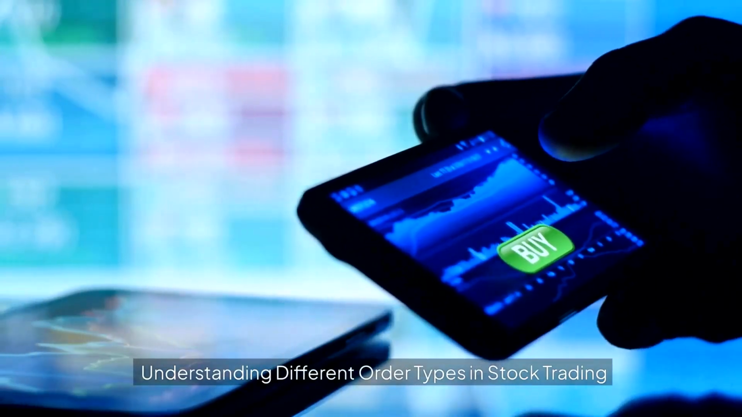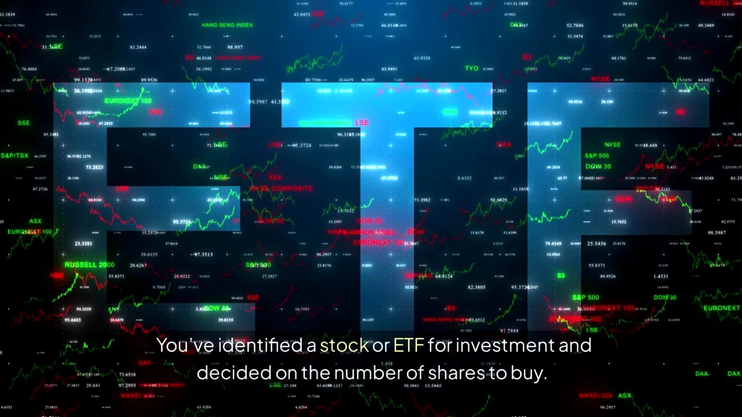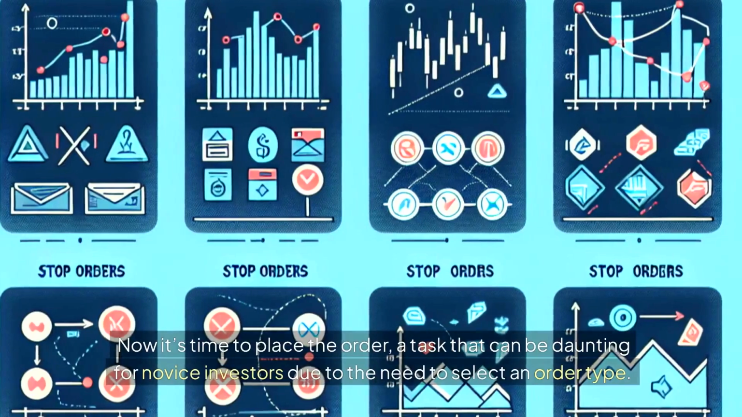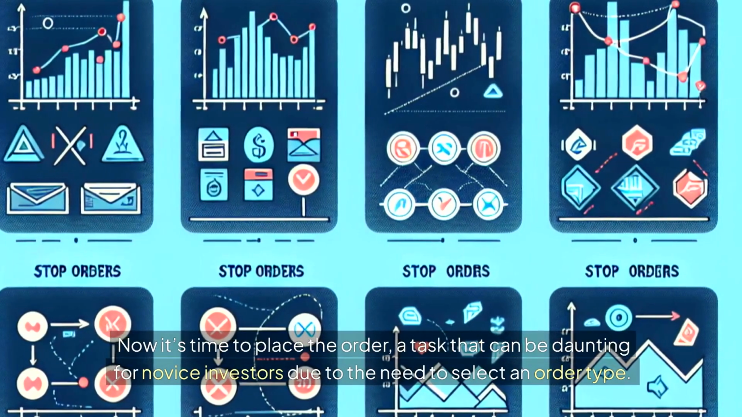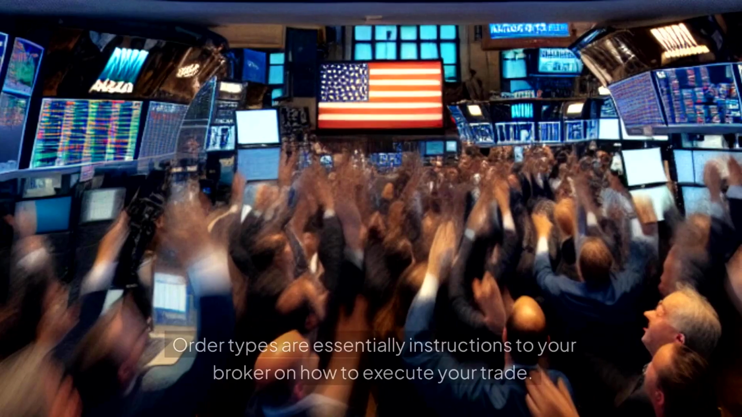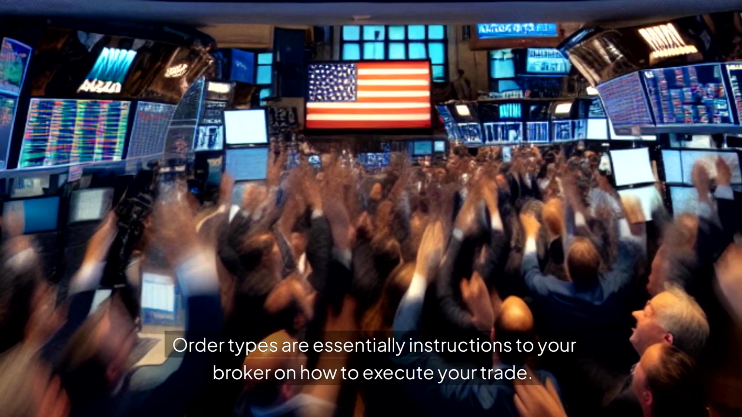Understanding different order types in stock trading. You've identified a stock or ETF for investment and decided on the number of shares to buy. Now it's time to place the order, a task that can be daunting for novice investors due to the need to select an order type. Order types are essentially instructions to your broker on how to execute your trade.